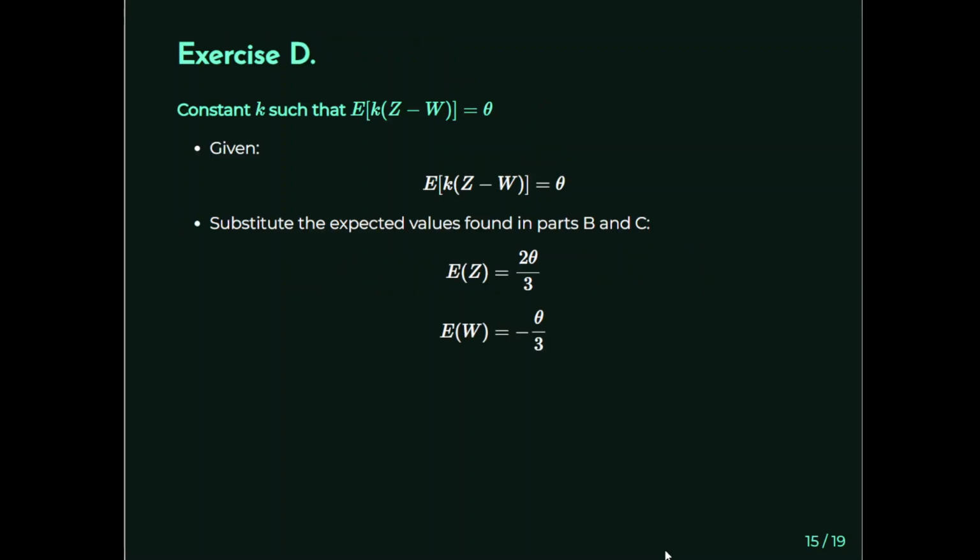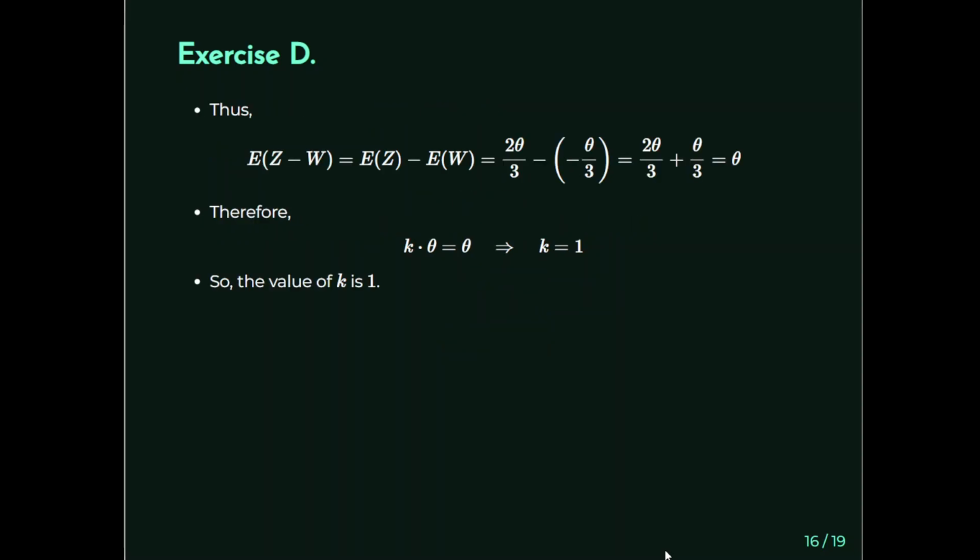Okay, and finally, we have to find this here: the expected value of k times z minus w, and let that equal 0. So what we do here is substitute in the expected values found in parts b and c, and try to solve it. We have the expected value of z minus the expected value of w. That is 2 theta divided by 3 minus minus theta divided by 3, and that is equal to theta. So we have k times theta equals theta. That means k equals 1.